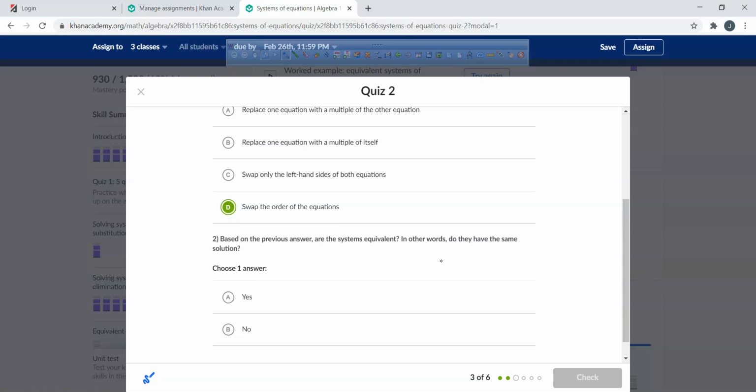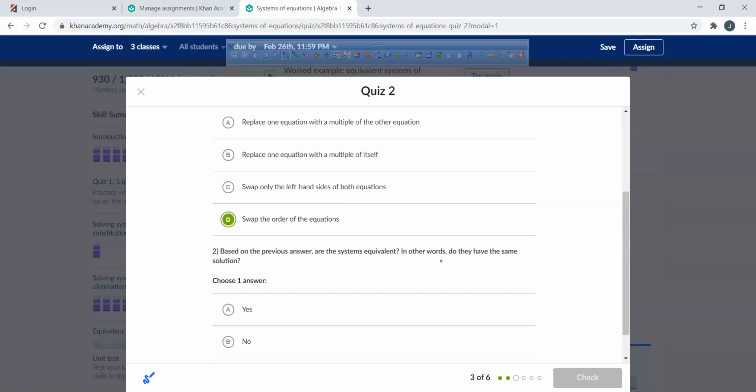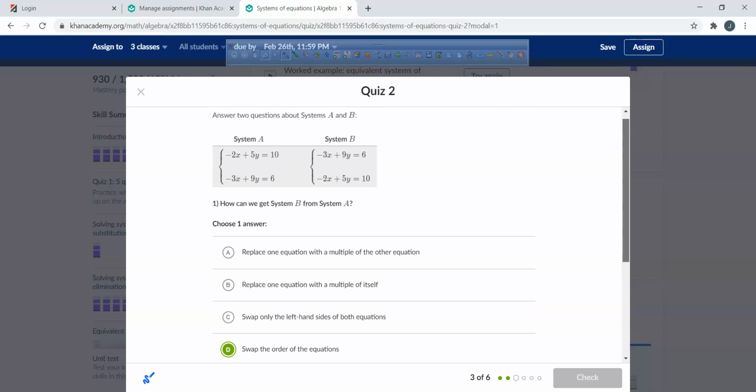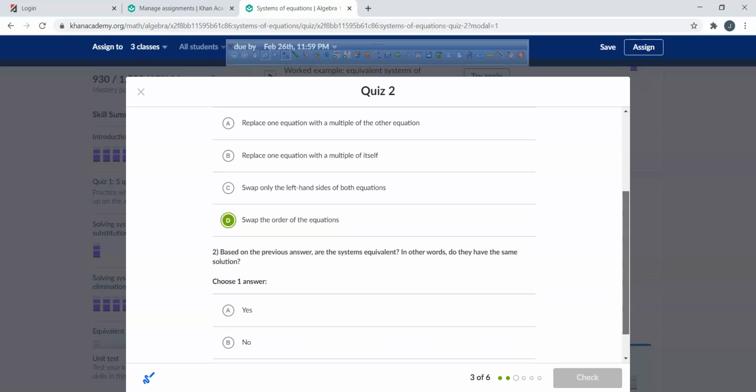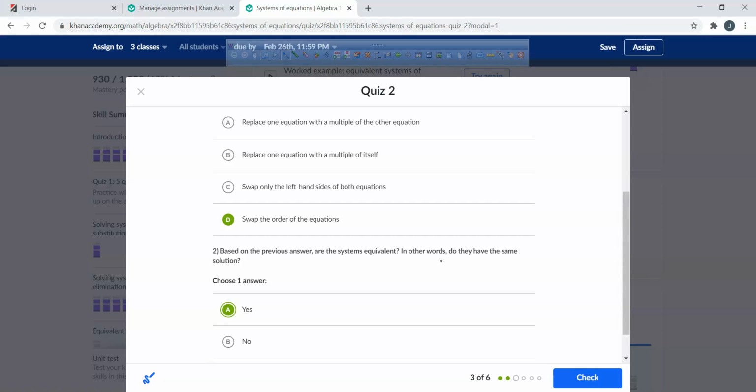Right now, it says, based on the previous answer, are the systems equivalent? In other words, do they have the same solution? Well, they should have the same solution even if we switched them. The solutions aren't going to change just by swapping them. All right? So I'm going to say yes, they have the same solution. We'll see if we're right.